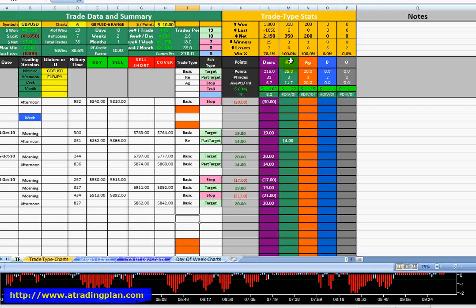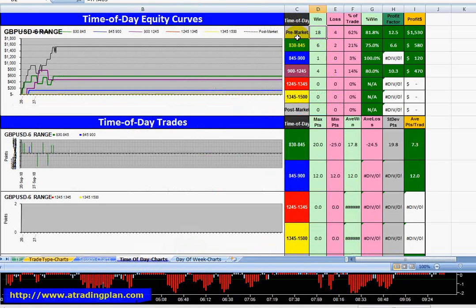Our re-entries, we're only taking 100% winners. I can't remember why I've got this against a directional type of trade here, why I wrote that down. It doesn't really matter. So what else can we take a look at? Time of day. Let's take a look at our time of day. Pre-market is all London, just simply the way this spreadsheet works.